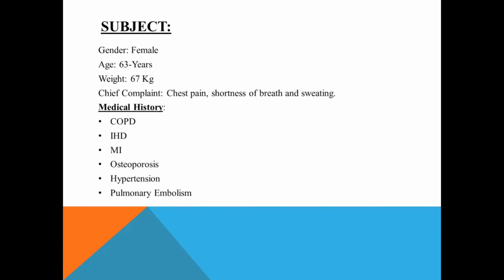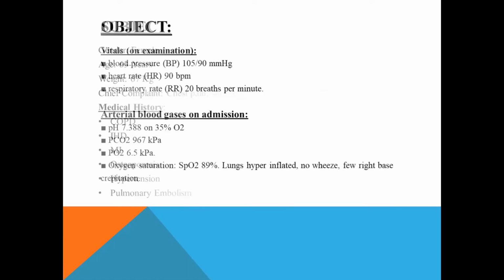Now preparing my SOAP notes, there are subjective, objective, assessment, and plan. Here the subjective includes gender, that is female, age 63 years, weight 67 kgs, and the chief complaint are chest pain, shortness of breath, and sweating. Her medical history is chronic obstructive pulmonary disease, ischemic heart disease, myocardial infarction, osteoporosis, hypertension, and pulmonary embolism.